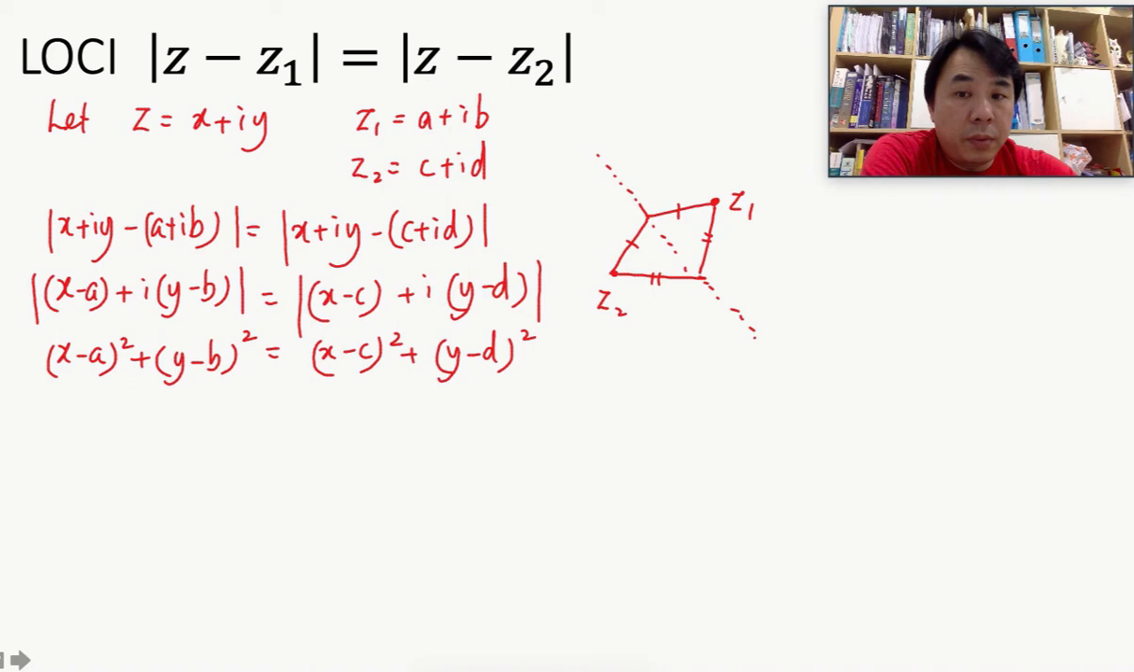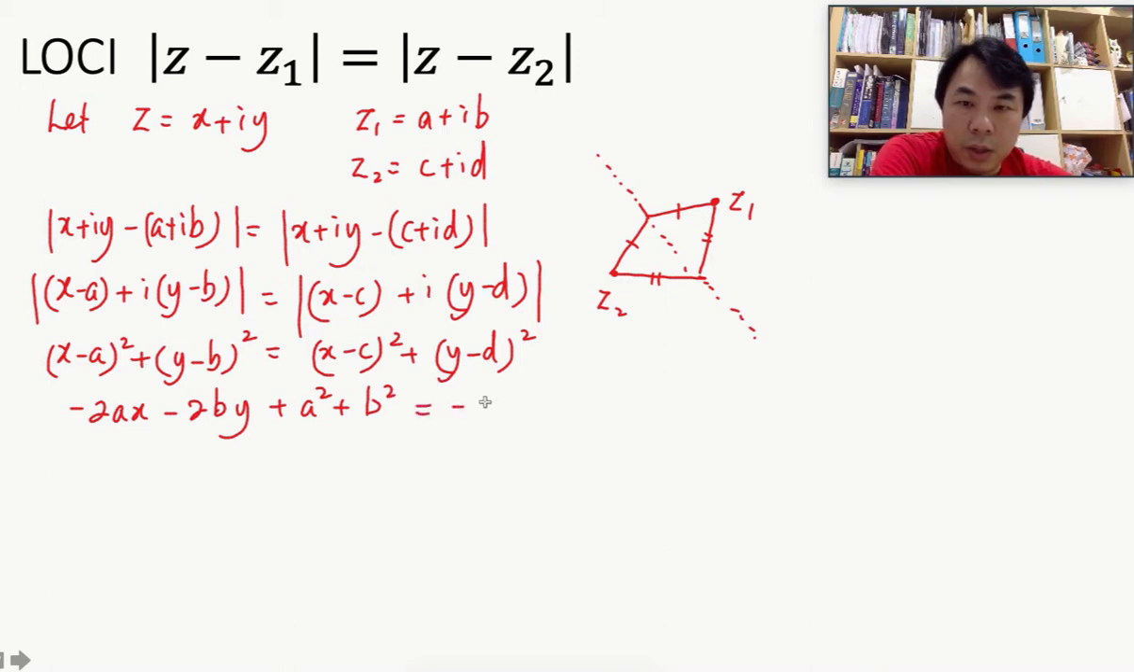Alright, so that's what we have obtained actually. And then of course, you can expand that. You do notice that the x² and the y² would cancel automatically. So all we are left with is just this one, plus a² + b² equal to −2cx + c² + d² − 2dy. Right, now that's what we have.